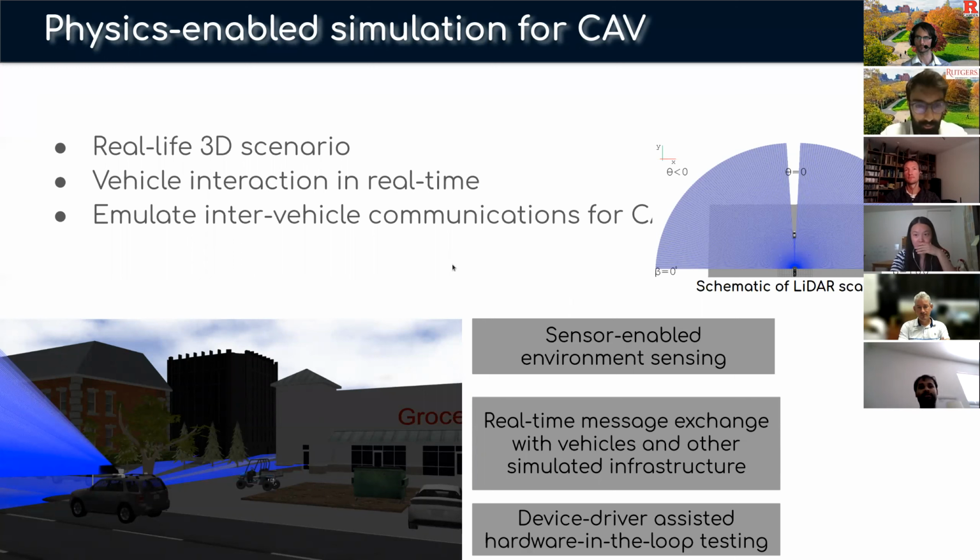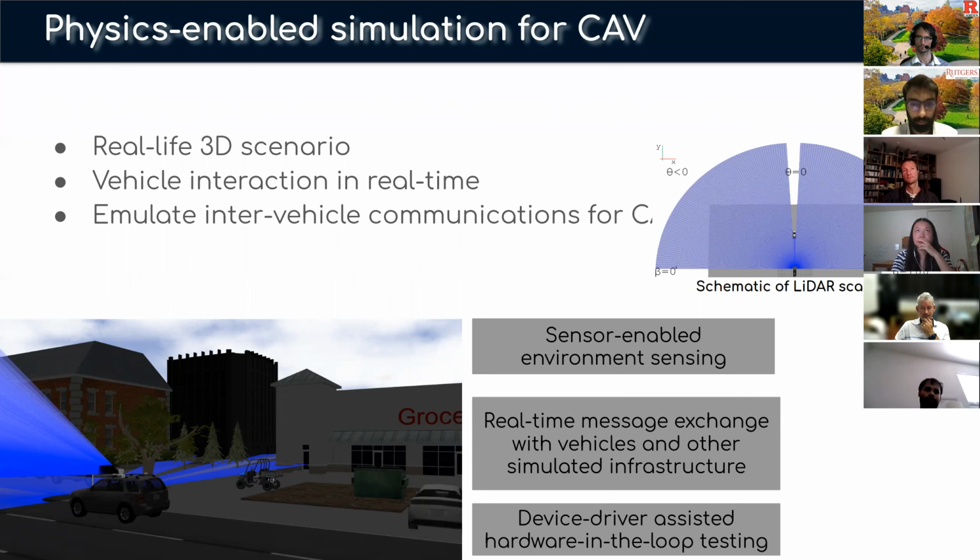But how do we do it in the simulation? We already saw in some previous talks that there are microsimulations that work with hundreds or thousands of vehicles. But there are challenges with that as well, because they're not 3D environments, and real life is a 3D scenario. And they don't per se simulate sensor statistics. There is also a lack of inter-vehicle communication in those kinds of simulators.